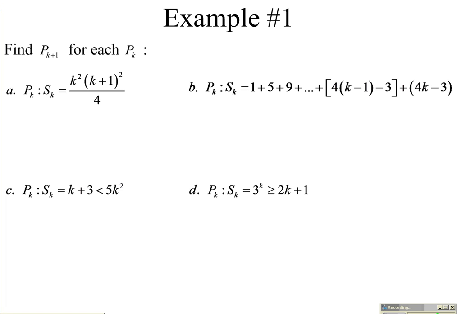So the first thing we need to do here is get used to plugging in k plus 1. Remember, when we have an expression like this, to find a specific term, we put the term number into the expression. So in this case, our P of k statement is that the sum of the first k integers is k squared times k plus 1 squared over 4. We want to find P of k plus 1, so we want to find that next term. We're going to put k plus 1 in every place that we had k. So we're just plugging in the term number to evaluate the expression.